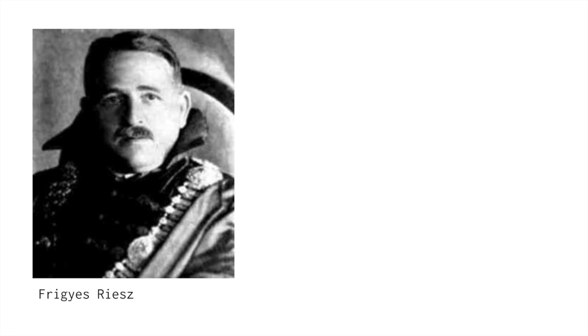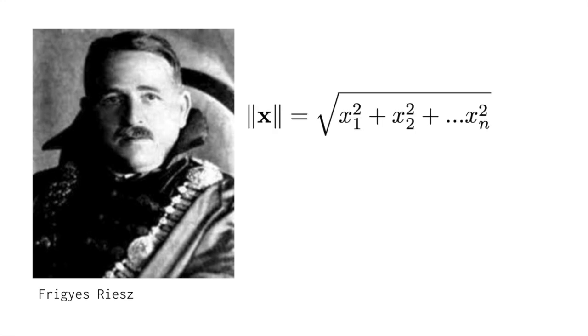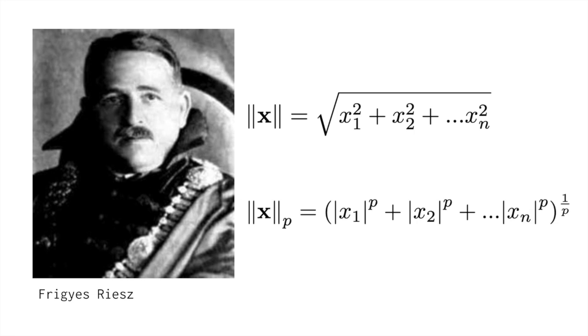Most of you are probably familiar with what's called the Euclidean norm, where the length of a vector in n-dimensional space is the square root of the sum of the squares of its components. The p-norm, however, is defined as the pth root of the sum of the absolute value to the p's of the vector's components. This then means that the Euclidean norm can also go by the name of the 2 norm.